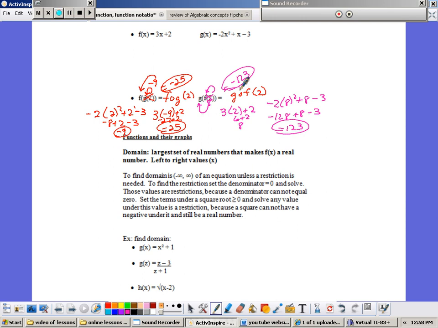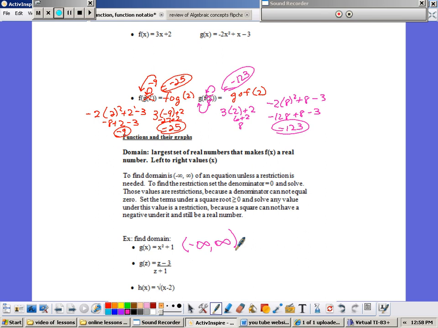If you have a square root, you have to take the number under the square root, which is called the radicand, and set it greater than or equal to 0, because remember, a square root cannot be less than 0. And then that becomes the beginning point or the end point of your domain. But the first thing you do is look to see if you have a denominator or a square root. G of x does not have a denominator or a square root, so its domain is negative infinity to infinity.